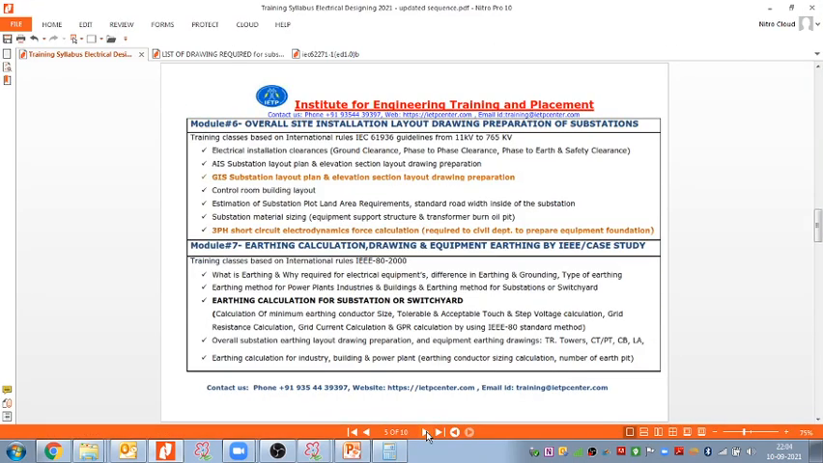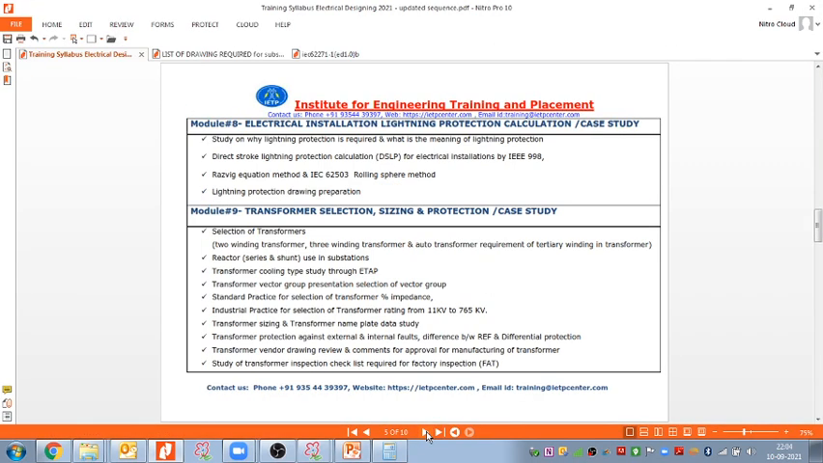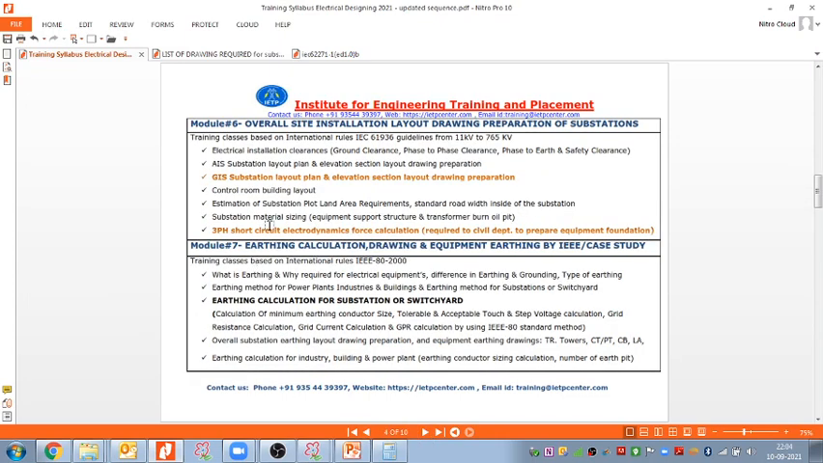We have the layout module, number 6, layout drawing preparations of substations. So electrical installations, clearances, AIS substation layout plan and section, elevation section, so AIS and GIS, control room building layout, estimation of plot and land area requirement, okay, and substation material sizing, equipment support structure, transformer oil burn, oil pit.